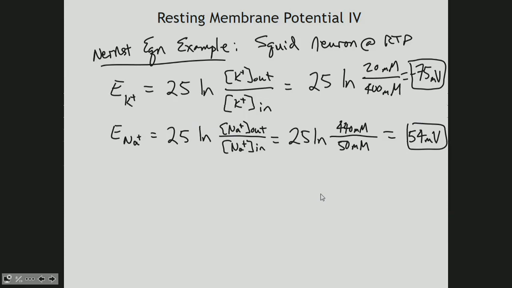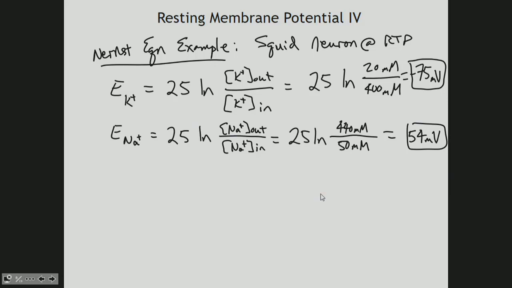And so EK+ is 25 times the natural log of the concentration of potassium on the outside divided by the concentration of potassium on the inside. And that's going to equal 25 times the natural log, for a typical squid neuron, of 20 millimolar on the outside and 400 millimolar on the inside of the neuron. Remember, the inside is a higher concentration of potassium than the outside. And you end up with about negative 75 millivolts as the equilibrium potential for potassium. So that's the membrane potential that develops so that this concentration gradient matches the electrical gradient for these conditions.